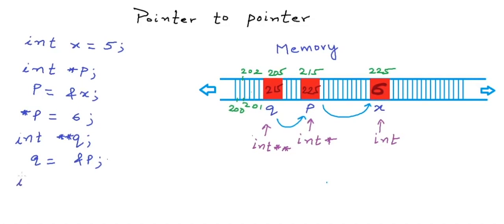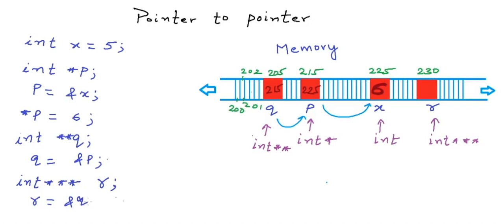Let's say we want to declare a pointer to pointer to pointer. So int asterisk asterisk is pointer to pointer, and we will put 1 more asterisk. We can put these 3 asterisks immediately after the keyword int, or we can put them immediately before the variable name, like we have done in the case of q here. Let's say we define r as int star star star, and r gets the address 230 in memory. Now r is of type int asterisk asterisk asterisk, so it can store the address of an int asterisk asterisk. So it cannot store the address of x or p. Only a statement something like r is equal to ampersand q will be valid.